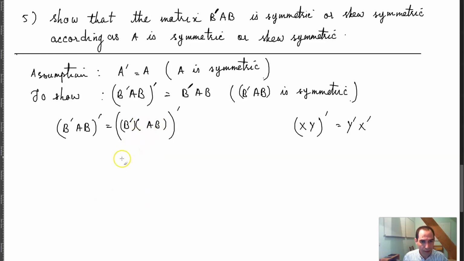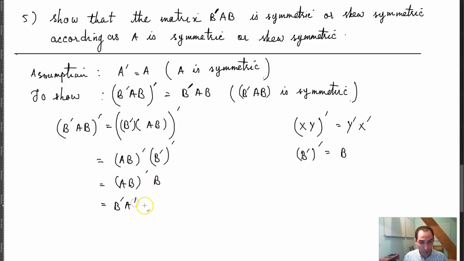I need to write this as (AB) whole prime times (B prime) whole prime, right? And then that would be equal to (AB) whole prime times B, because you know that B prime whole prime is equal to B. And this would be the same thing as B prime A prime times B, which is the same thing, since A prime is equal to A, so that I can write it as B prime AB.